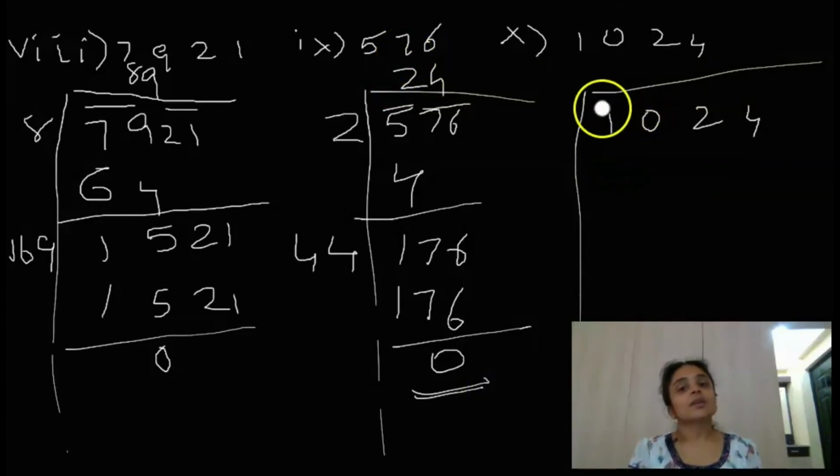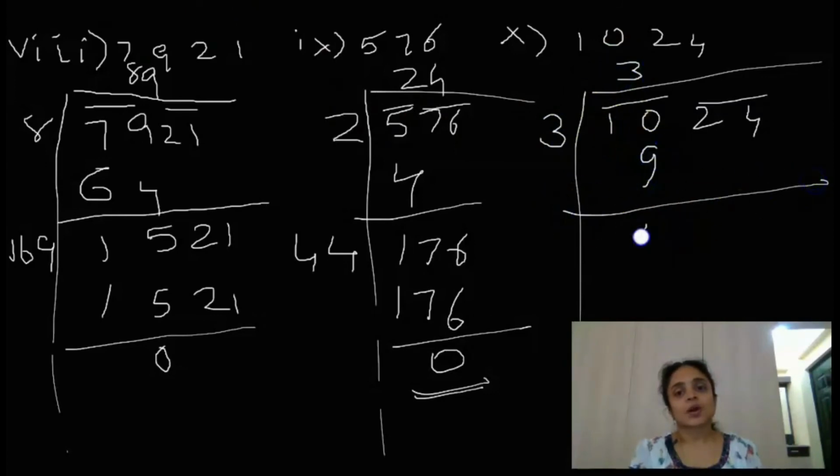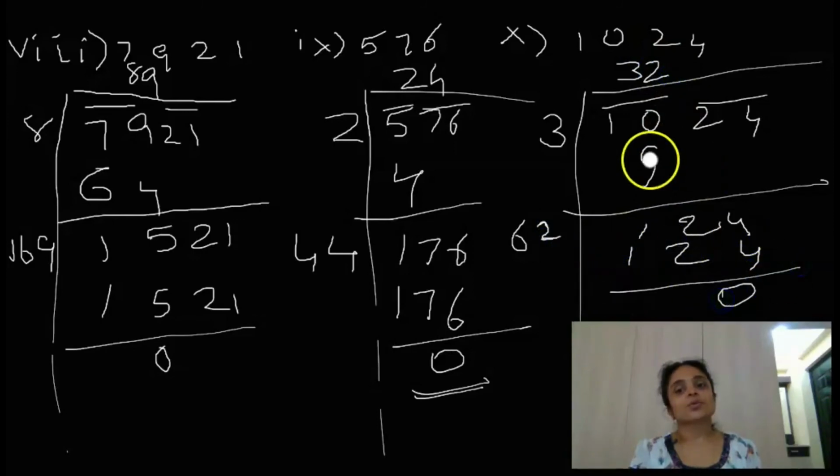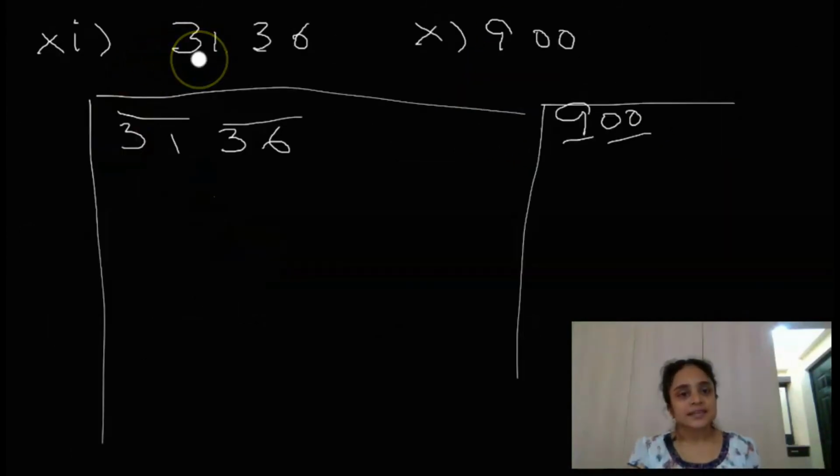Okay. Now let us find the square root of 1024. 3 square is 9, which is less than 10. Then 3 into 3 is 9. Then 10 minus 9 is 1. Bring this 24 down. Now 3 plus 3 is 6. And then 62 into 2 is 124. So what is the square root of 1024? It is 32.